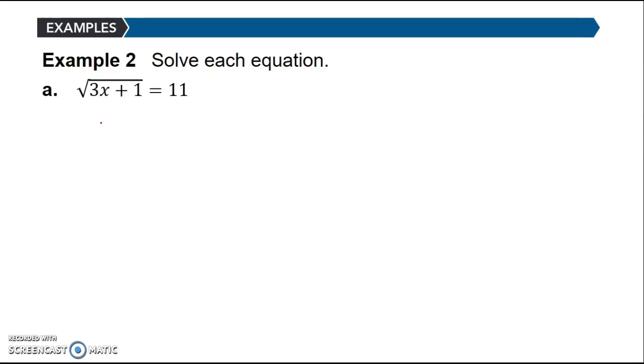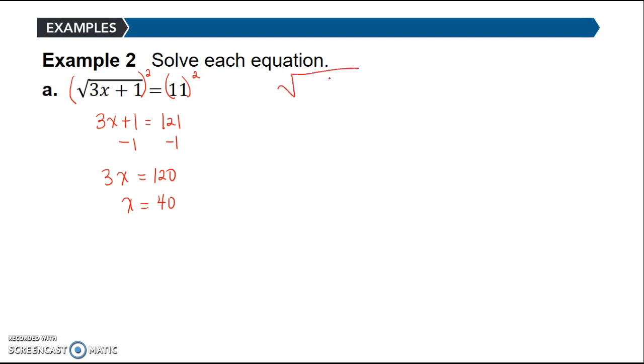Here's an example. We have the square root of 3x plus 1 equals 11. So the variable expression is on a side by itself inside that radical. So to get out of the radical, we have to undo the square root, which is to square. The square of the square root of 3x plus 1 is just 3x plus 1. 11 squared is 121. So we can subtract 1 to get that 3x equals 120 and divide by 3 to get 40.